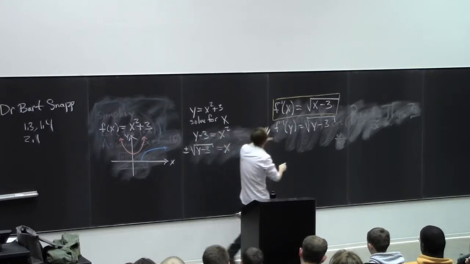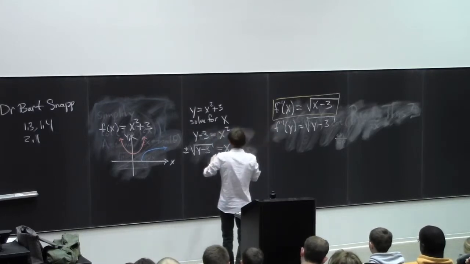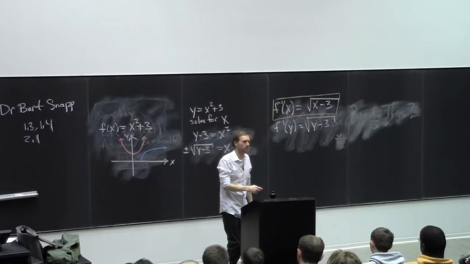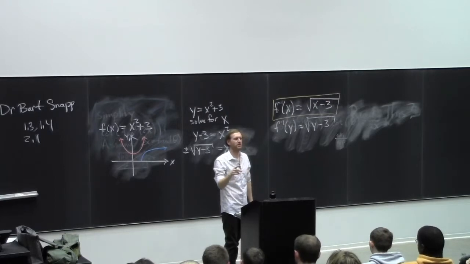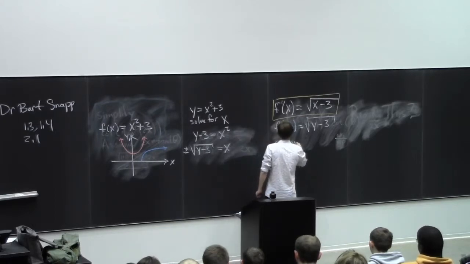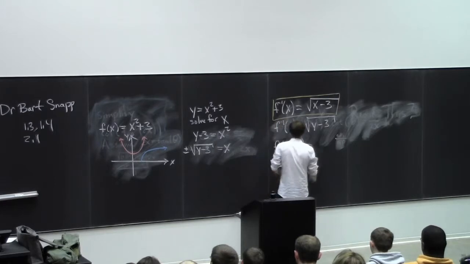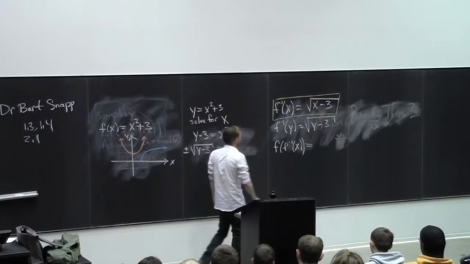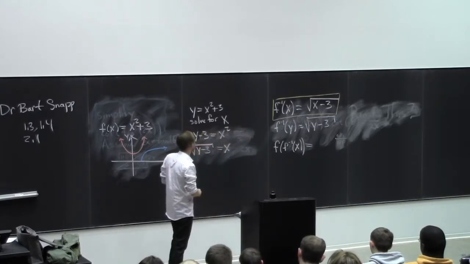But wait, what should f of f inverse be? Y or x? F of f inverse. It should be x. And so let's look at it. F of f inverse of x. We want to have the same variable. This is a fine answer, but this one might confuse the grader, and we really don't ever want to do that.